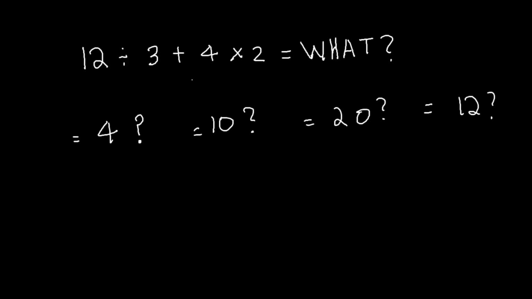Then there's the left to right crowd who say first you solve 12 divided by 3 equals 4, then 4 plus 4 equals 8, then 8 times 2 equals 16. They're going from left to right. Even though they're going from left to right, I must say that this is also wrong. All of those are wrong because they're based on misunderstanding the rules of math.